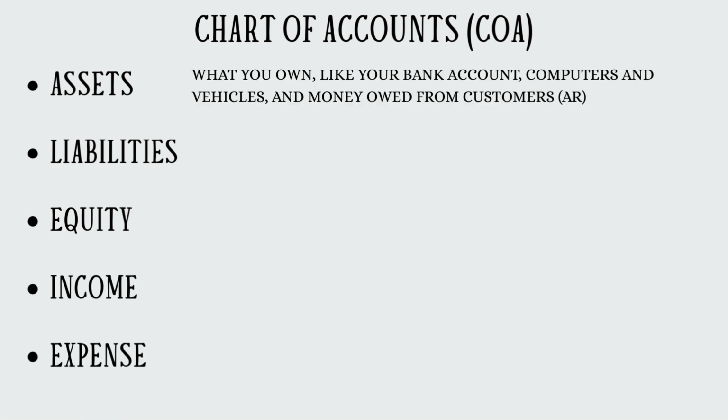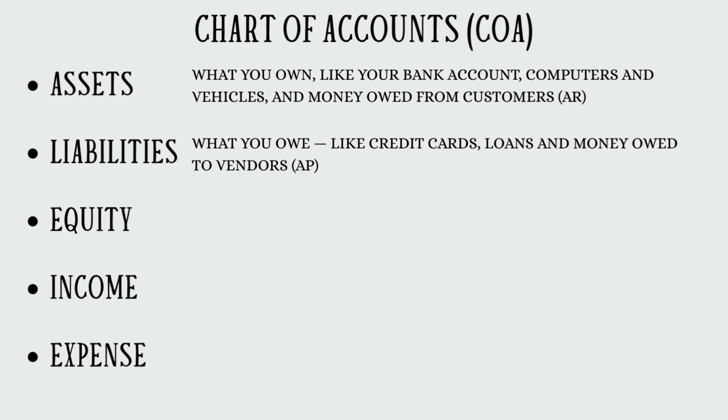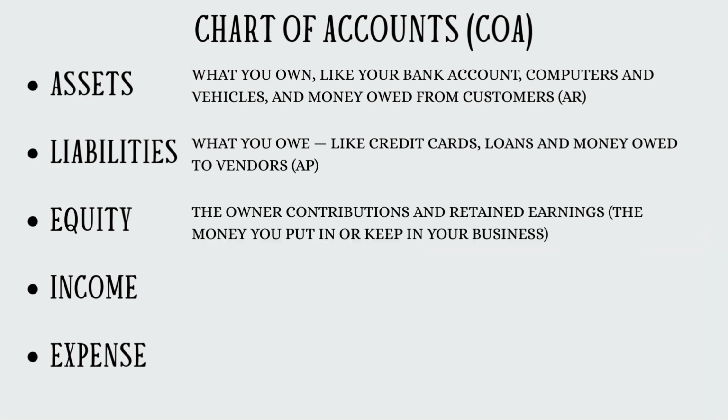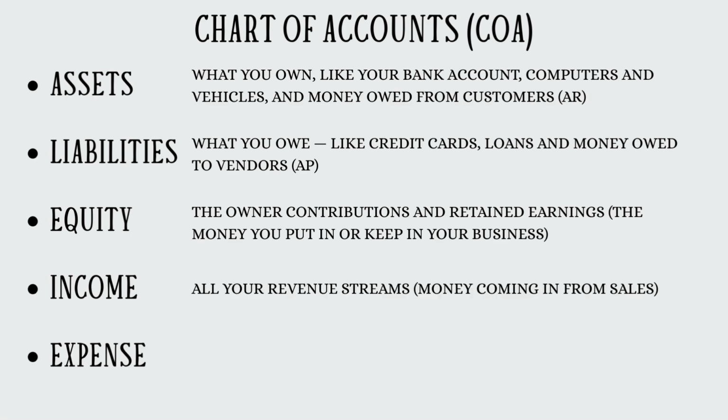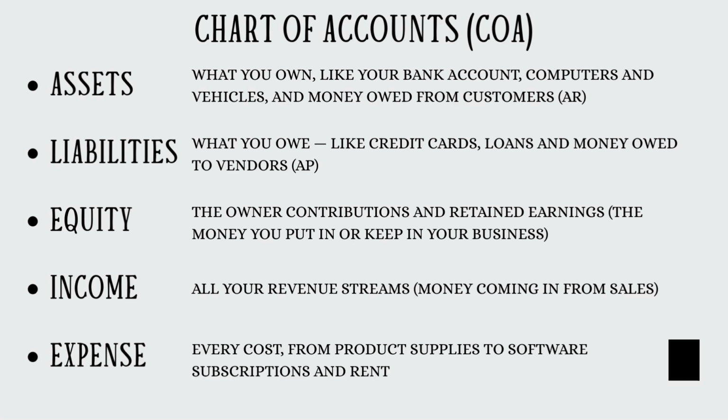Assets are what you own, like your bank account or computers. Liabilities are what you owe, like credit cards or loans or money to different vendors. Equity is the money you put into your business or that you have earned in your business and keep in your business. Income is all the money that comes in from your sales, or also from interest if you have a lot of money in your bank account. And expenses is the money that's going out for supplies, rent, anything you need to buy to purchase products if that's your business. When these are all organized, it allows you to easily create financial statements such as a profit and loss and a balance sheet, and it also makes it so your financial books are clear and easy to read.